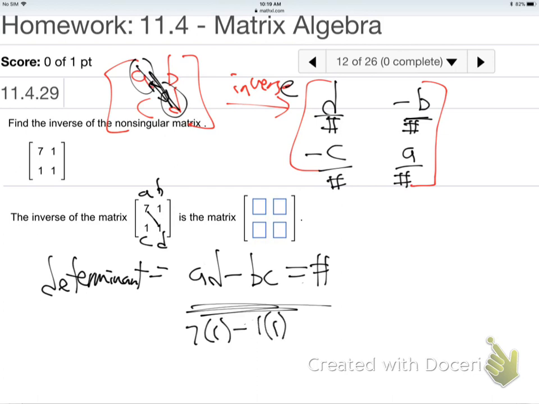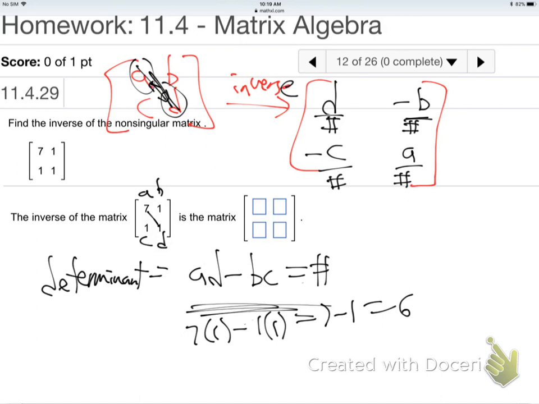It's the main diagonal. You guys understand what I mean by that word main? There are 2 diagonals, aren't there? When I say main, I mean the one that starts with the upper left, the first entry in the matrix. That's the main diagonal. So that's A times D, minus B times C, 7 times 1, minus 1 times 1. That's 7 minus 1, that's 6. So that's what I'm going to divide all 4 by.